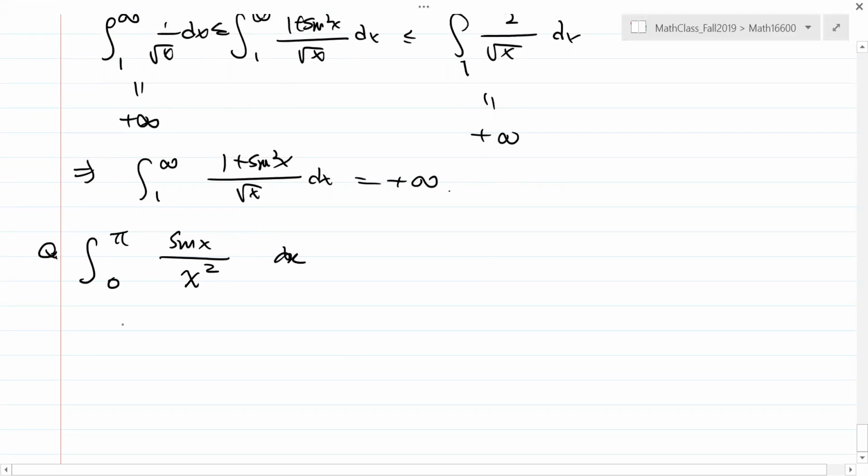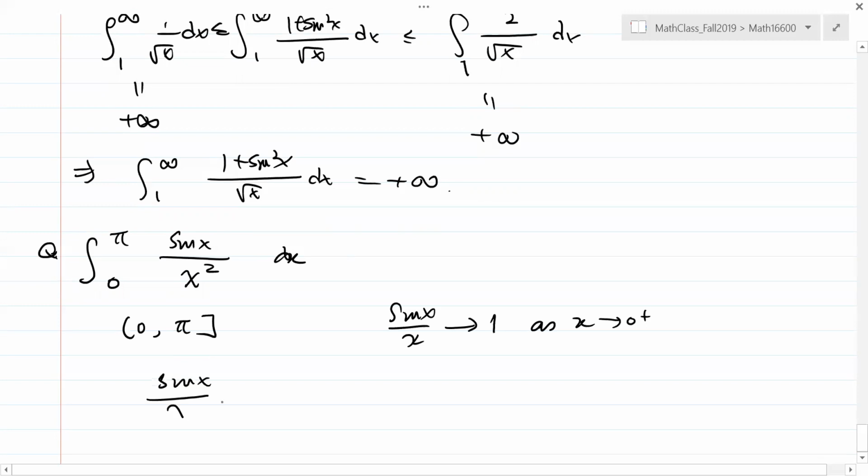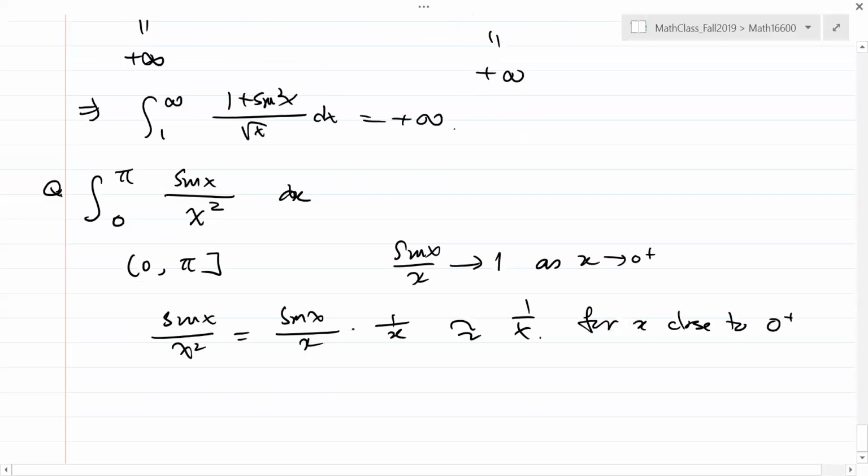Clearly the function is only defined on this closed interval, so this is an improper integral. Now how do you handle the value? I think this is going to be divergent. So let's give a rough estimate. I know sine x over x approaches 1 as x approaches 0 from the positive side, right? So that means sine x over x squared is sine x over x times 1 over x, right? So this is almost equal to 1 over x for x close to 0, okay? This is the place where it's going to be trouble.